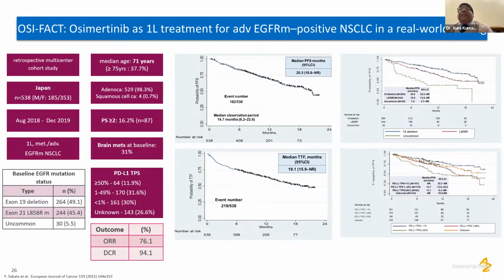And just see the PD-L1. You can see more than 50% is seen only in 11.9%, meaning approximately 11 to 12%. 1 to 49% is only 31%. Less than 1% is in the tune of 30%, and unknown is 26%. Overall response rate is 76%, and disease control rate is 94%.